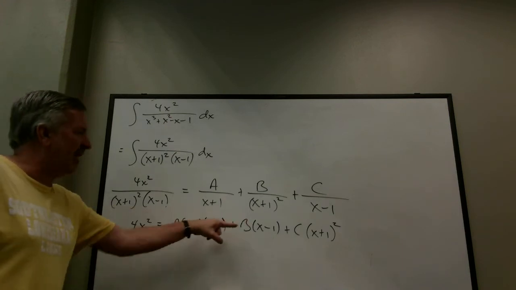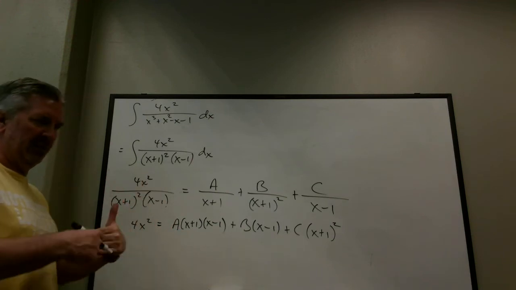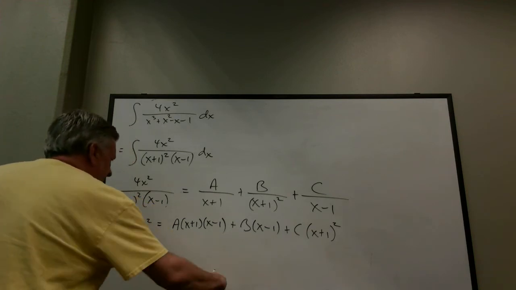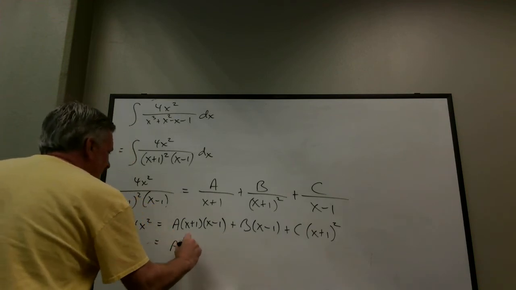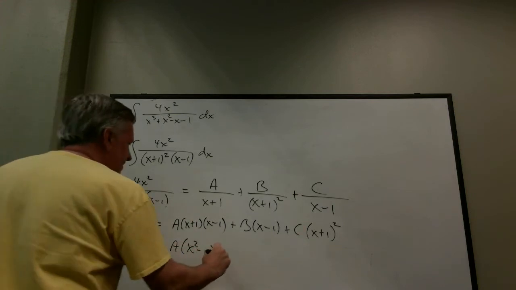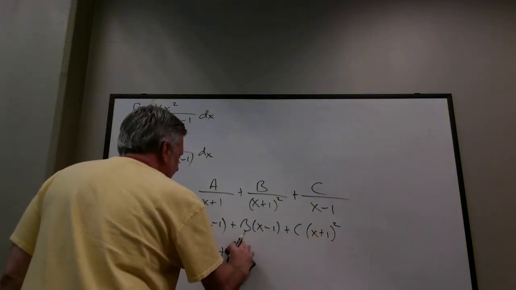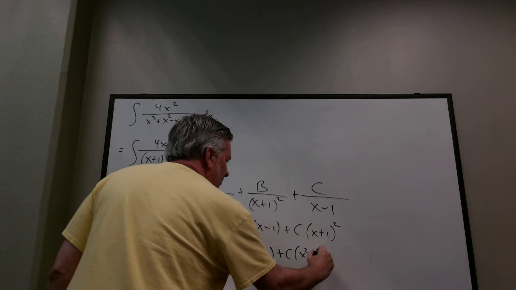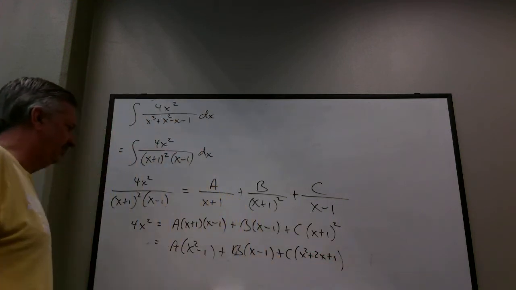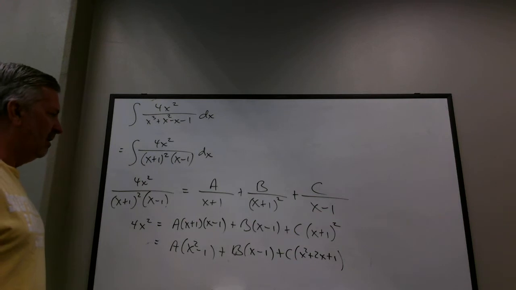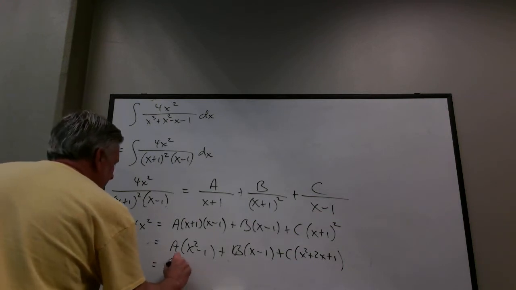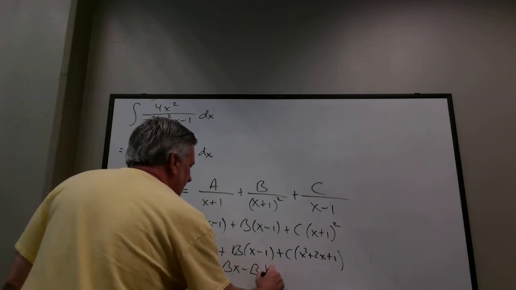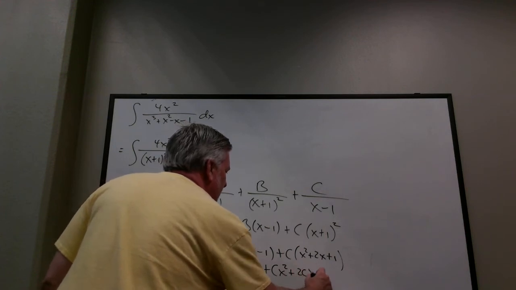Let me rewrite the right-hand side the way we would write a polynomial, something x squared plus something x plus a constant. So this is a times x squared minus 1, I just multiply those together, plus b times x minus 1, plus c times, if I multiply that out, x squared plus 2x plus 1. Okay, I'll go ahead and write it out. So you get ax squared minus a plus bx minus b plus cx squared plus 2cx plus c.